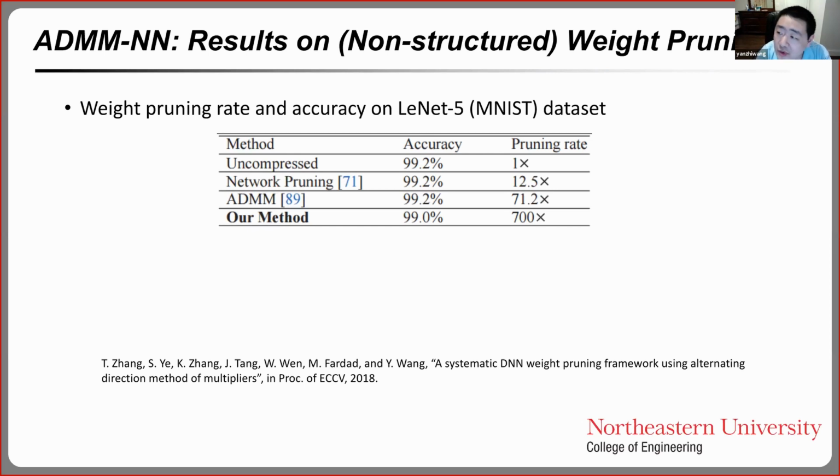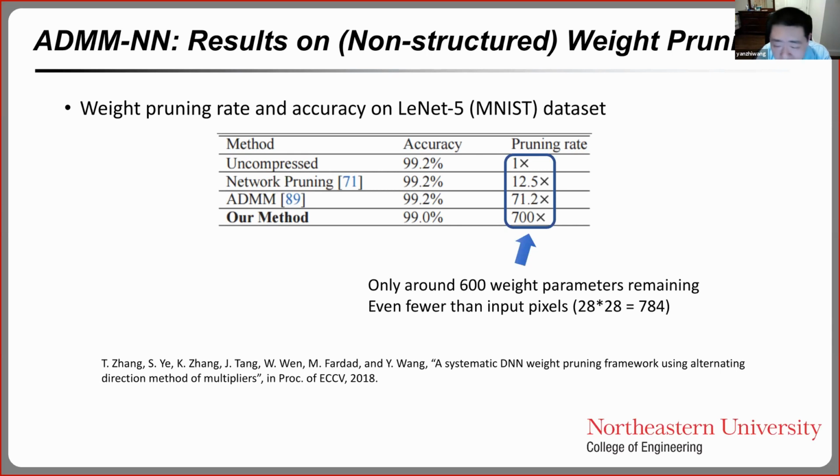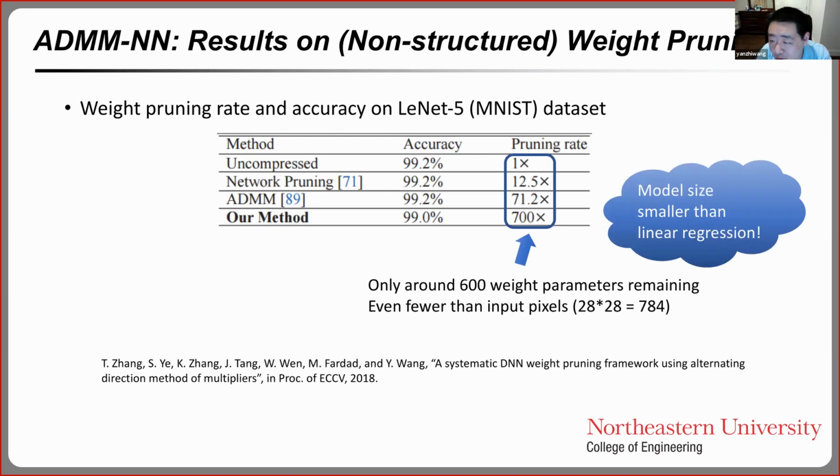In fact, we can prune the number of weights by 700 times, and the accuracy is still 99%. There are only 600 weight parameters remaining. This is even fewer than the input pixels, which is 28 by 28, 784. So actually, we can get our model's number of weights smaller than linear regression, because linear regression even requires 1 weight per input, but our accuracy is still 99%.